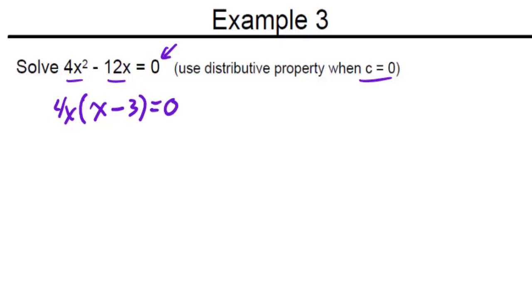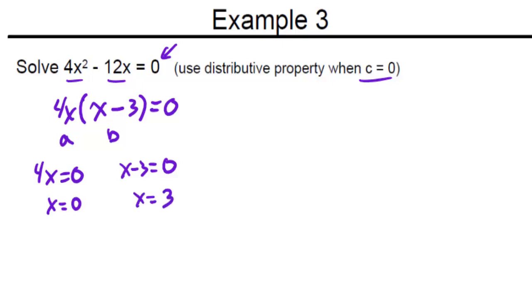So we're going to use the zero product rule again. So this is a and this is b. So we're going to let a, which is 4x, equal 0. And we're going to let b, which is x minus 3, equal 0. And we're going to solve both sides. So x is going to equal 0 over here when I divide both sides by 4. And on this right-hand side, when I add 3 to both sides, x ends up equaling 3. So the solutions are 0 and 3.